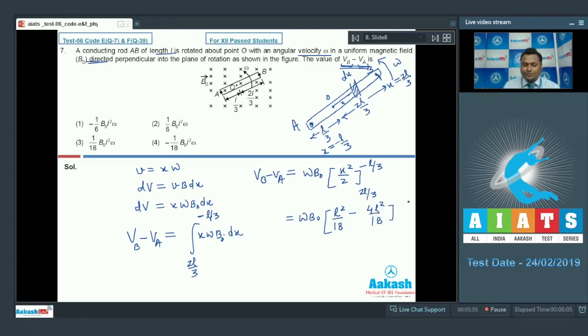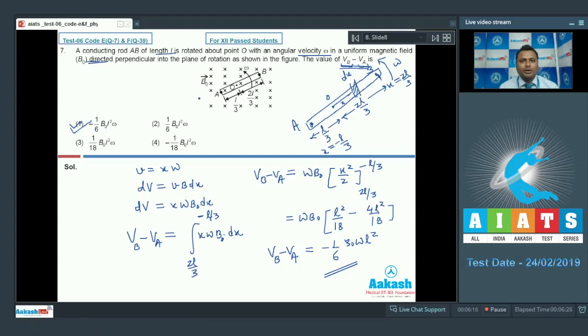Now after solving, ultimately we get the potential difference VB minus VA as minus of 1 by 6 B naught omega times L square. So after looking at the answer that we have got, we can say that option number 1 is absolutely correct.